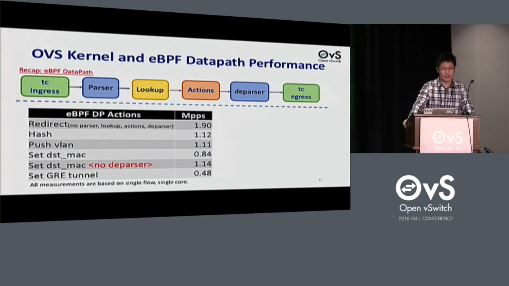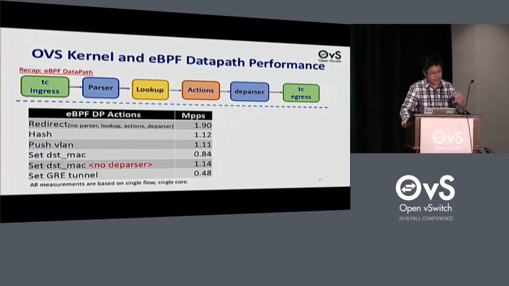BPF forwarding performance. Then we keep programming, we keep invoking parser, lookup actions and all the pipeline. First, we did hash action and push VLAN actions. Then we get numbers about 1.2 and 1.1. Then we found that actually for hash, doing 5-tuple hash, and push VLAN, our hardware, the 10-gig NIC card, actually offloaded this processing into the NIC card. So basically, these two actions don't do a lot. They just tell the NIC card to offload it. So we lost about 0.9 million packets per second, which is due to the parser, lookup, and some of the overhead in actions and deparser.